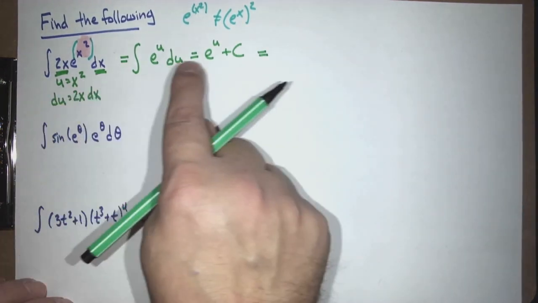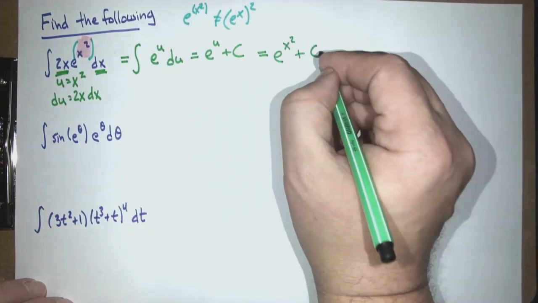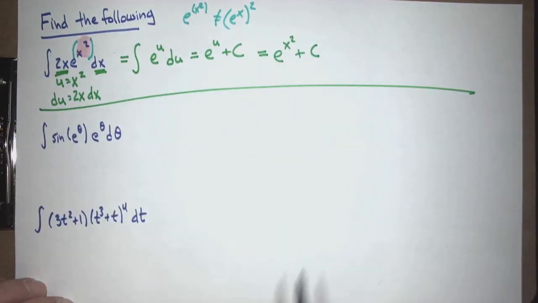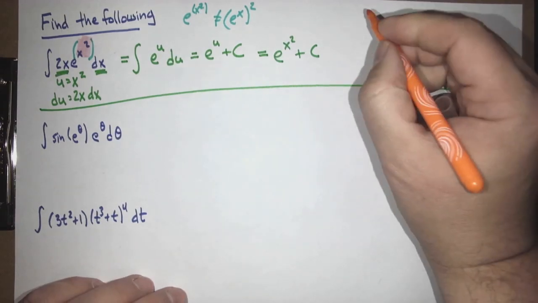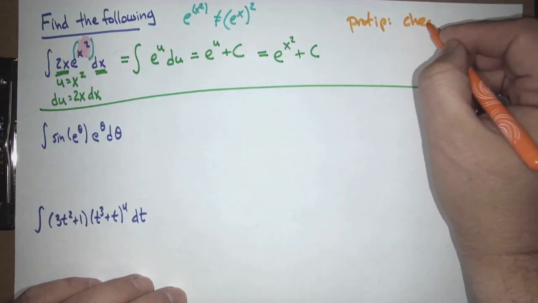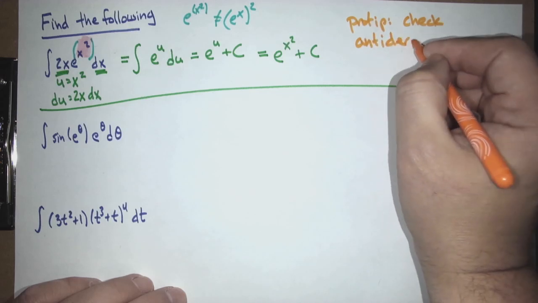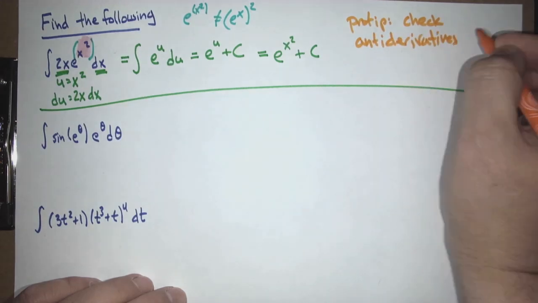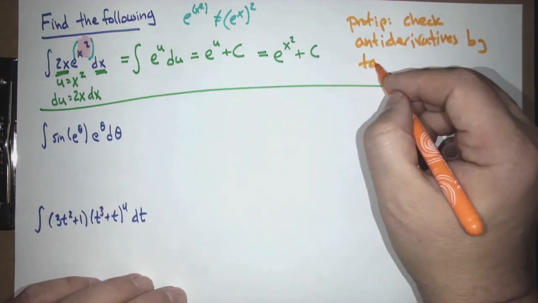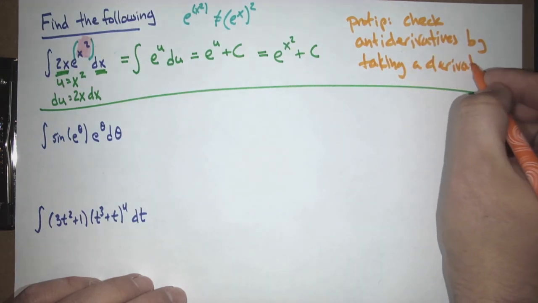Yeah, we know what u is, so we get e to the x squared. Now, I don't know if we've said this, but let's say it right now. Pro tip, how can you check your answer? How do you check antiderivatives? Yeah, you check antiderivatives by taking a derivative. So when in doubt, you take a derivative and see if you get the right thing.